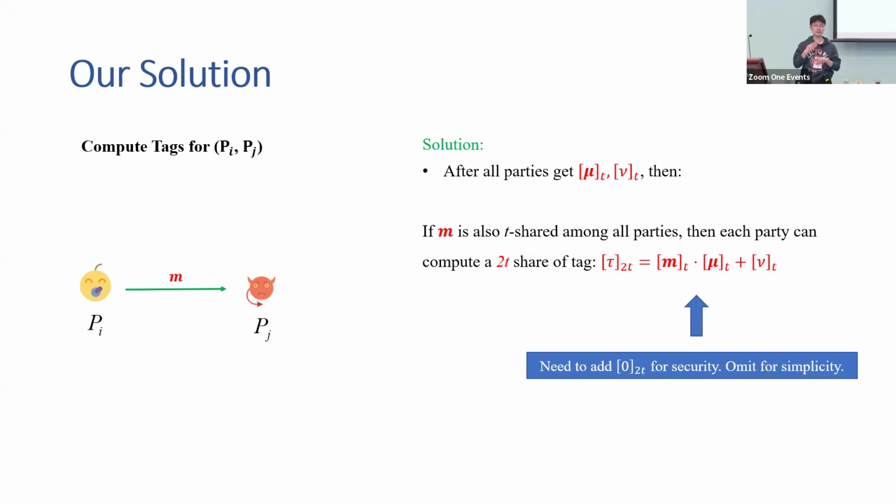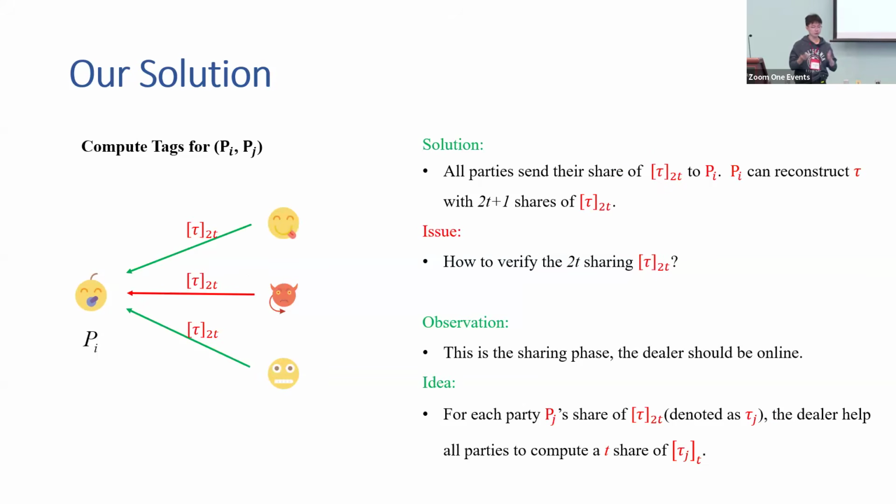Then once all parties get the T-share of mu and nu, and if the message M is also T-shared among all parties, then each party can compute a 2T share of tag tau as follows. And they can send the 2T share of tau to the receiver PI. After receiving 2T plus 1 shares of tag tau, PI can reconstruct the tag tau. But the issue here is how to verify such a 2T sharing.